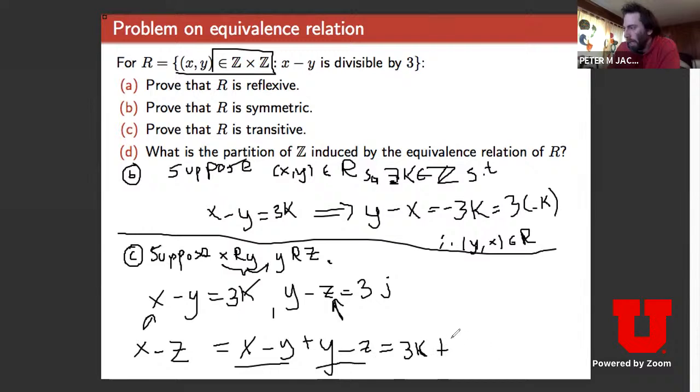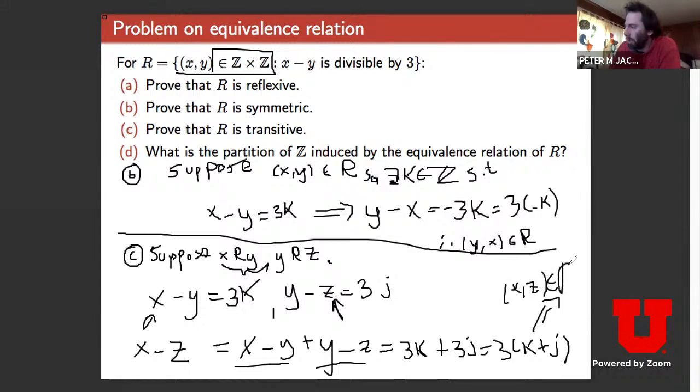Okay, now the first part is 3k and the second part is 3j. And so this whole thing is 3 times k plus j. And the integers are closed under addition. So k plus j is an integer. And so x minus z is divisible by 3. And so x is related to z. So we conclude this all implies that x and z are related.